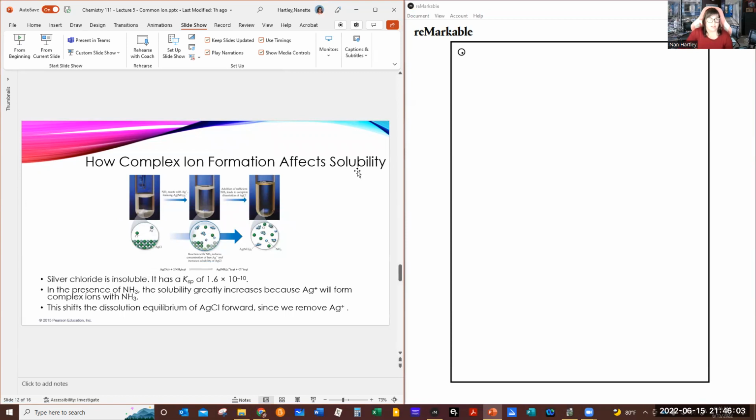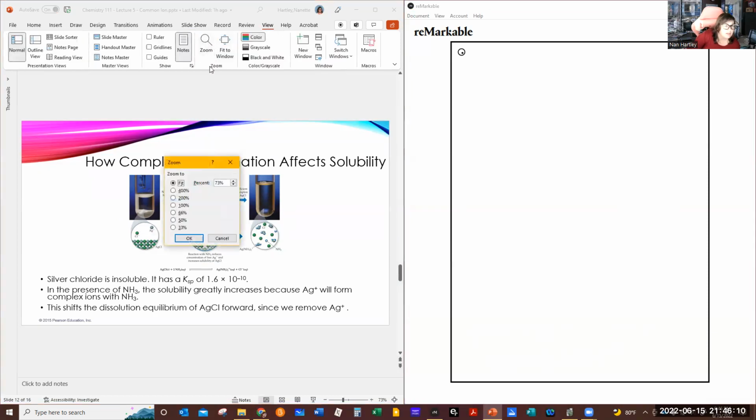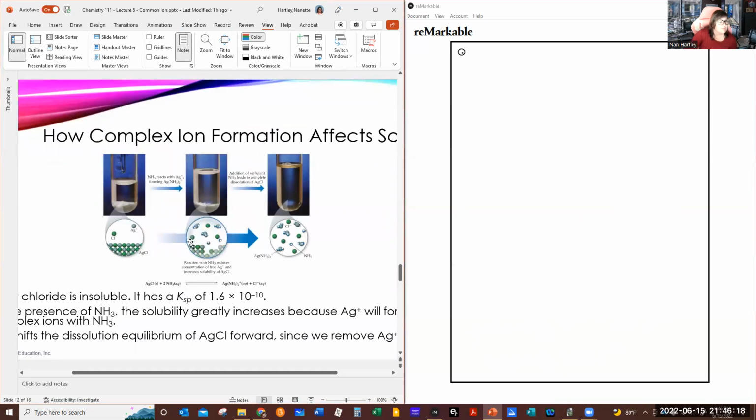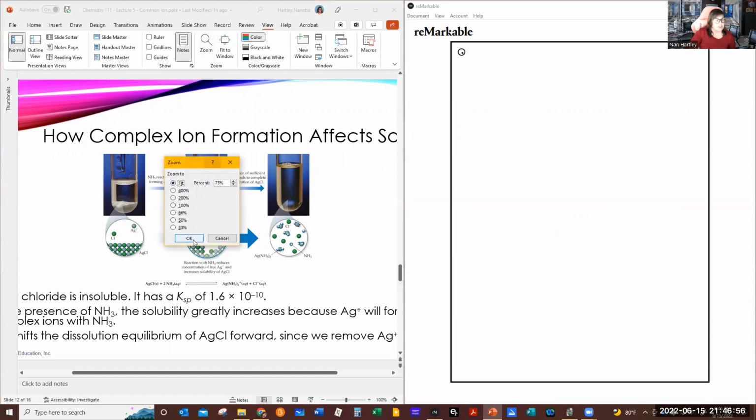How complex ion formation affects solubility. So what we're looking at here, and let's see if I can get this zoomed in a little bit. I have AgCl. NH3 reacts with the Ag+, and that forms this Ag(NH3)2+. The reaction with NH3 reduces the concentration of free Ag+, and that drives that reaction forward. So we get more solubility of the AgCl because I've effectively removed one of those products from that reaction. It's now going on to react with something else, and therefore I can get more of the Cl- into solution. Okay, I'm going to zoom back out so that hopefully we'll be able to see things.